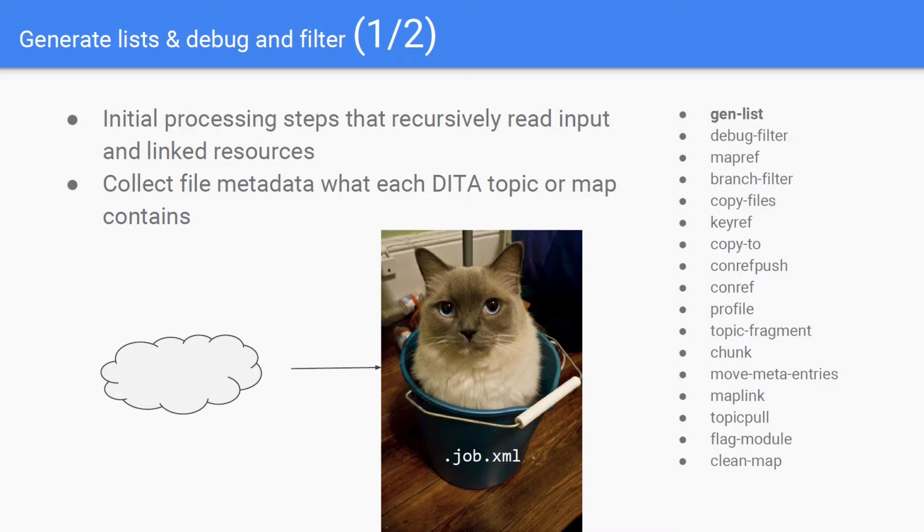So the first thing we do is we read all the content based on your input file. And we create sort of a cache of metadata in a file called .job.xml. It's a bucket of information. So this is completely invisible to users. You will never actually see this phase if you're a transformation customizer. And this is the first time filtering is done, during this phase when we read in the topics.